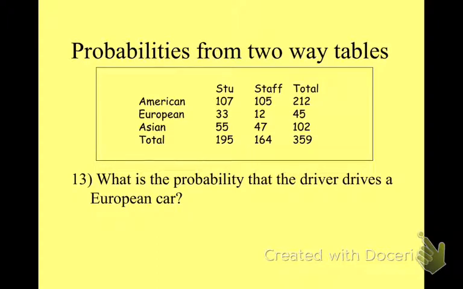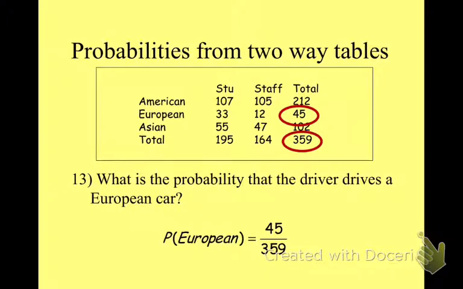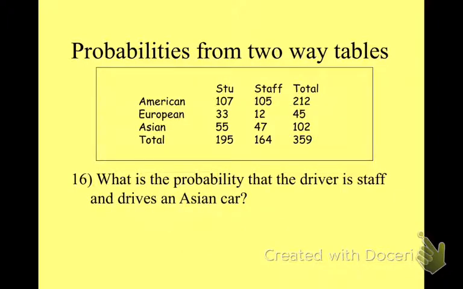What is the probability that the driver drives a European car? Well, I'm going to look at the total European cars and put that over 359 total. So you're always putting it over the total, until we see an example with a conditional probability in a minute. What is the probability that the driver is staff and drives an Asian car? So I'm going to look at the intersection of staff and Asian car, which is just the 47 out of the 359. I'm looking at both because it says and. So and means intersection.